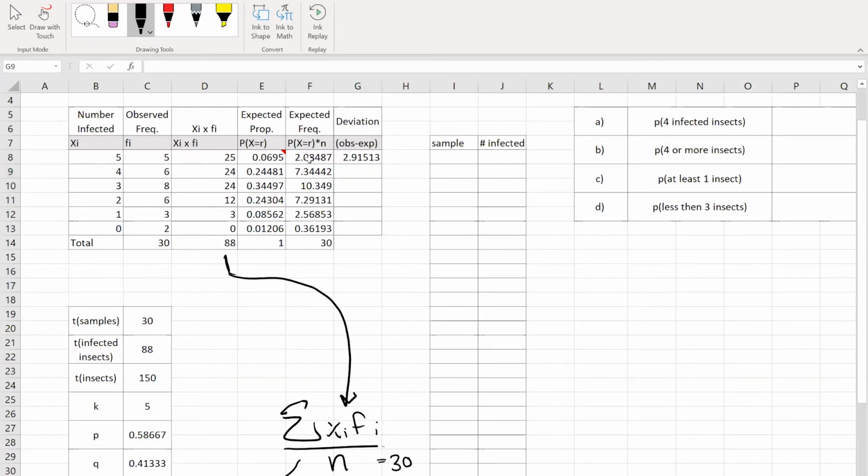So Justin's asking, how do you know if you use a 0 or a 1 in the binomial function? That really depends on the problem, and I'll show you that in 1 second when we get over to these probabilities.